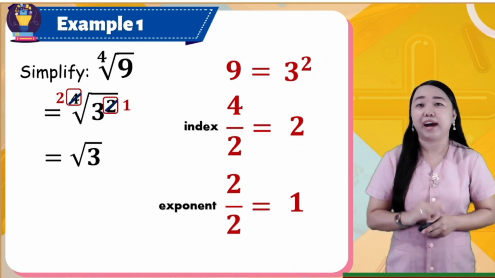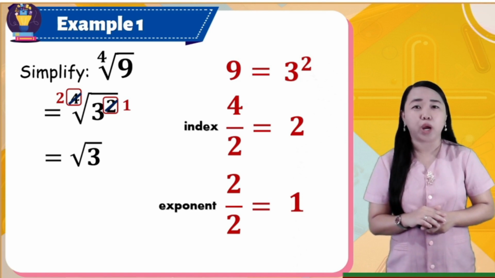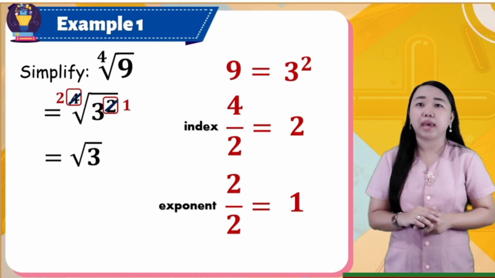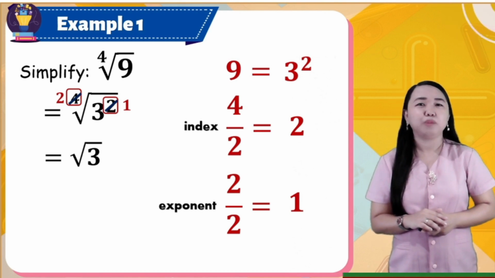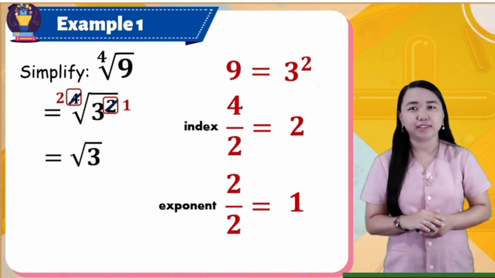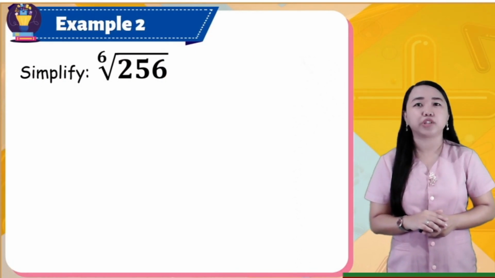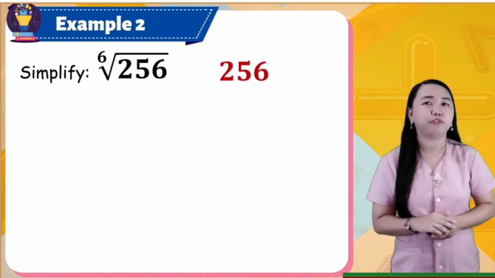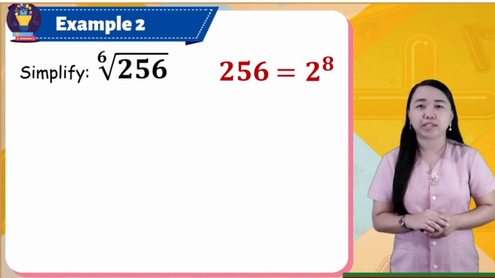Take note that it is a must to express the radicand in exponential form to identify if there is a common factor between the index and the exponent of the radicand. For the next example, I'll be showing another way of reducing the index of a radical. Simplify 6th root of 256. In this example, the radicand 256 can be written in exponential form as 2 raised to 8.